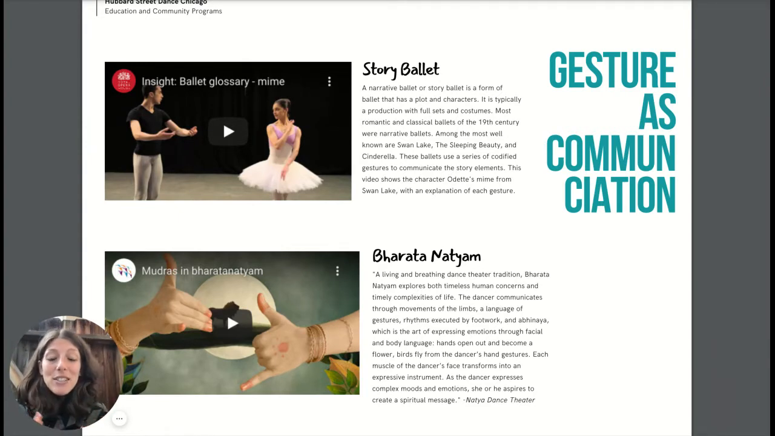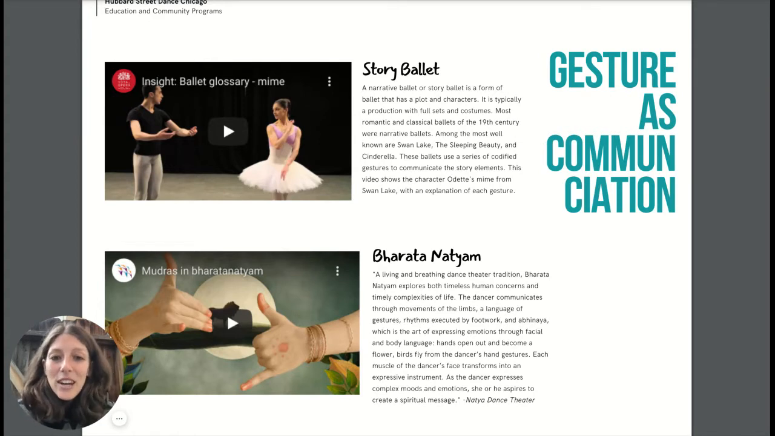So these ballets use a series of codified gestures. Codified means a code, right? What's a code? It's like something used to communicate, but only some people know what it is, right? But codified gestures means I know what they mean, you know what they mean, and when I use them to communicate, you know what I mean, and I know what you mean. Woo! You know what I mean?